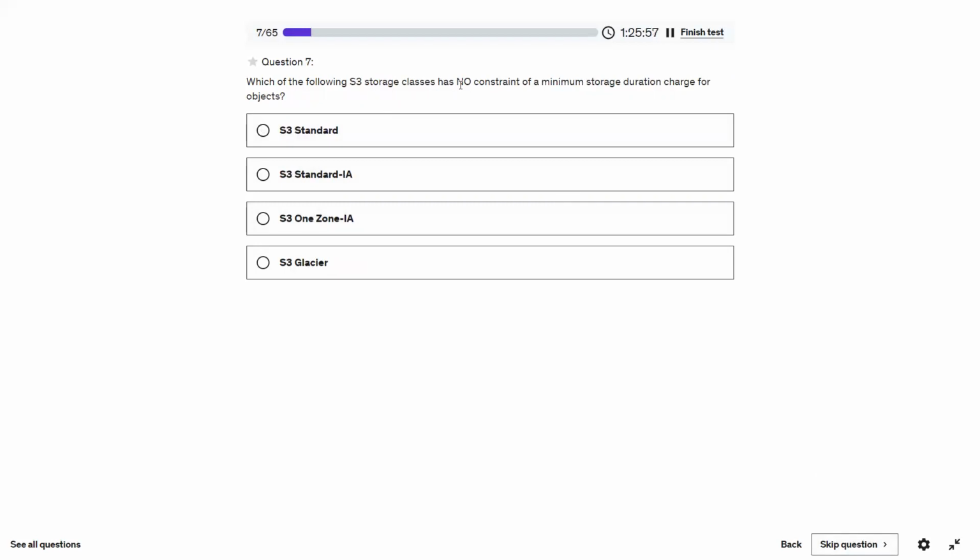Which of the following S3 storage classes has no constraint of a minimum storage duration charge for objects? Whenever you store anything in S3, is there any minimum duration? If you store in Standard or Intelligent-Tiering, then there is no minimum duration charge. But if you store in Glacier, then there is a charge for some at 30 days, some at 90 days. So there is a minimum time limit. In Glacier, I think you have to keep the data for about 90 days.